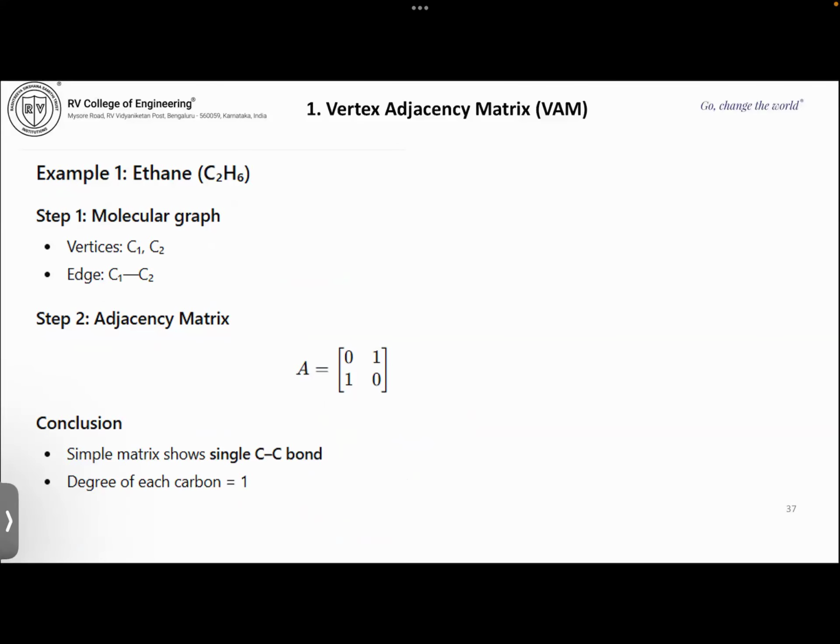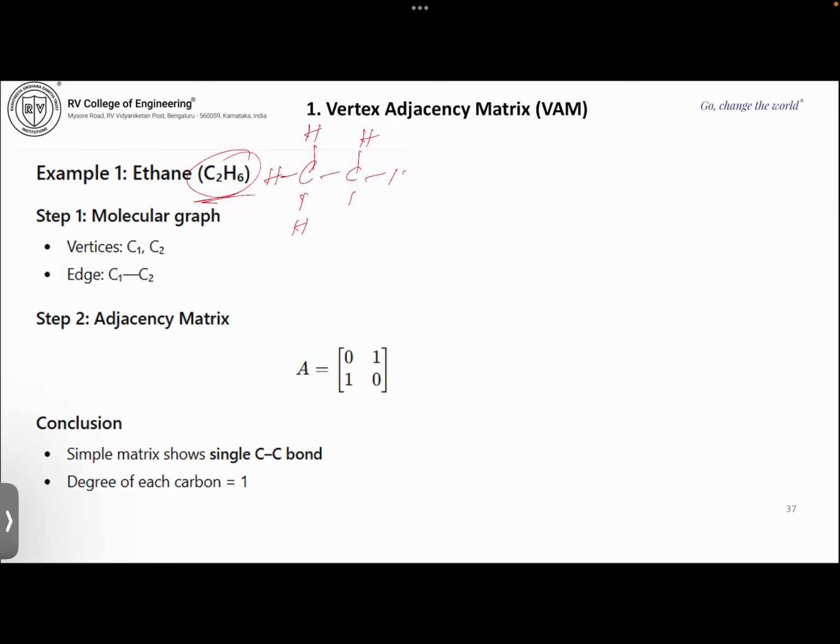Let us understand the representation of a molecule as a vertex adjacency matrix by taking ethane as an example. C2H6 is the formula, and this is the structure.